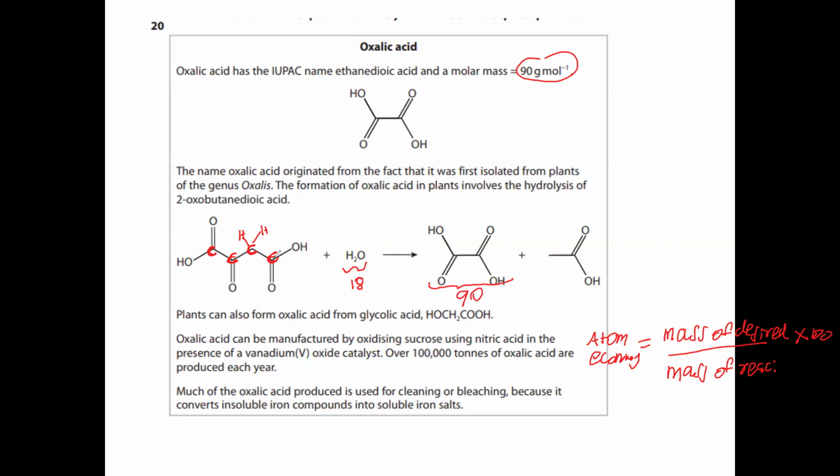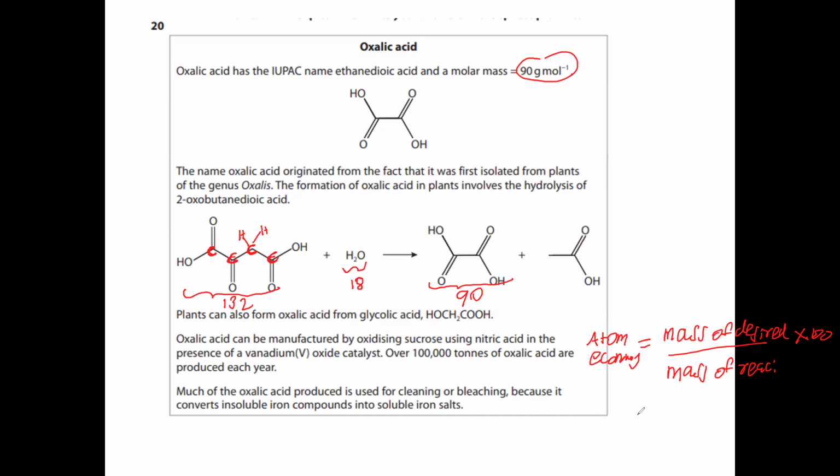Plus it has 1, 2, 3, 4, no, not 4, 5 oxygen. 1, 2, 3, 4, 5. 5 oxygen are there in that molecule. So 16 times 5 means 80. Okay. Plus how many hydrogens? 1, 2, 3, 4 hydrogen. So hydrogen is 1. There are 4 of them. It will be 4. So our answer is 132. The mass of this one is 132. 132 plus 18, it will be 150.